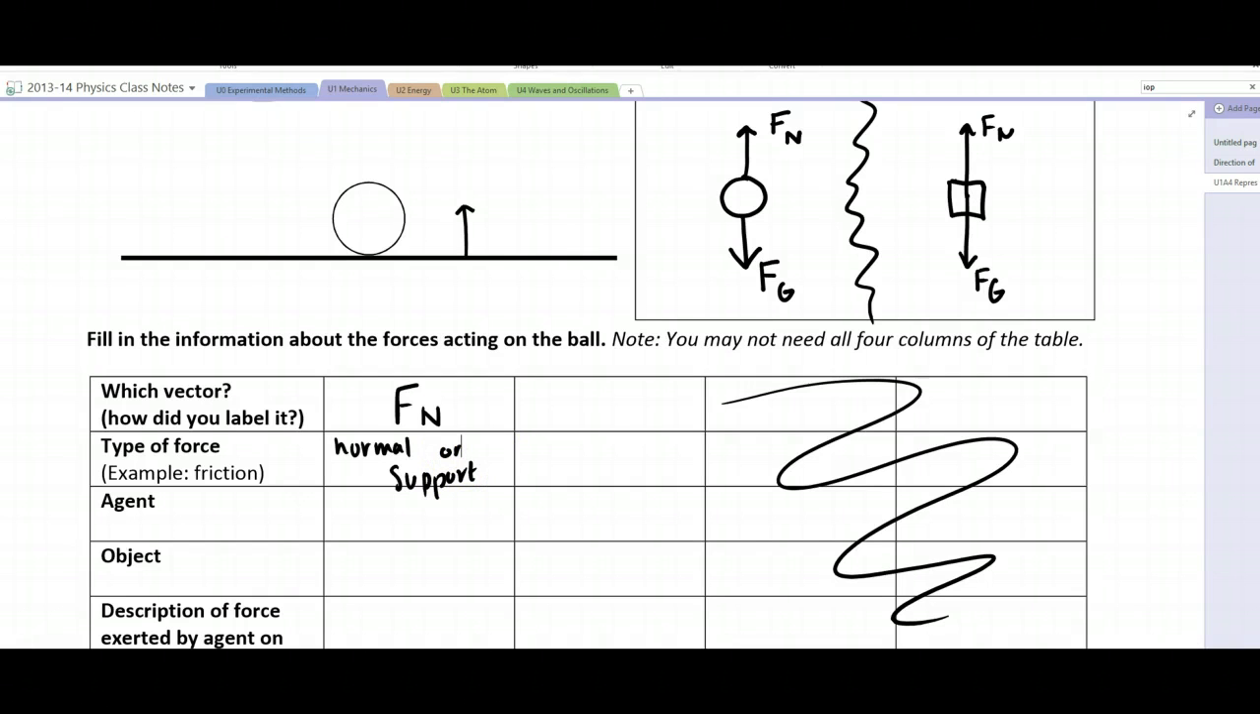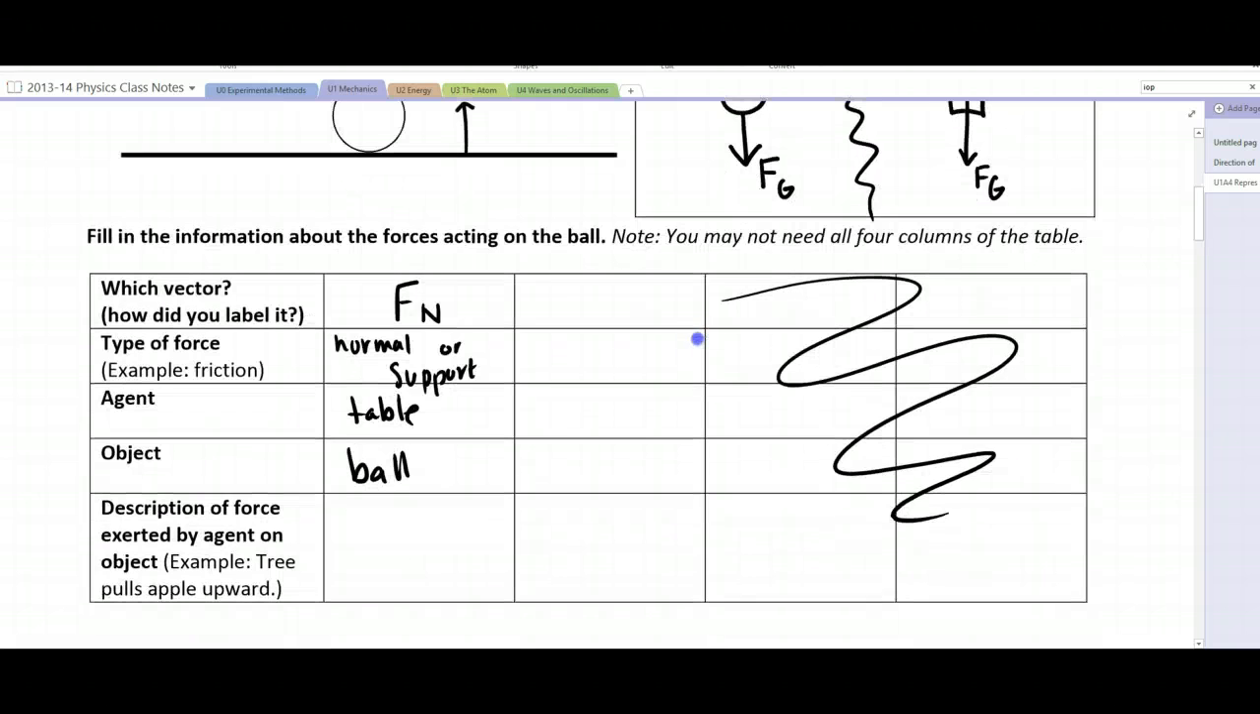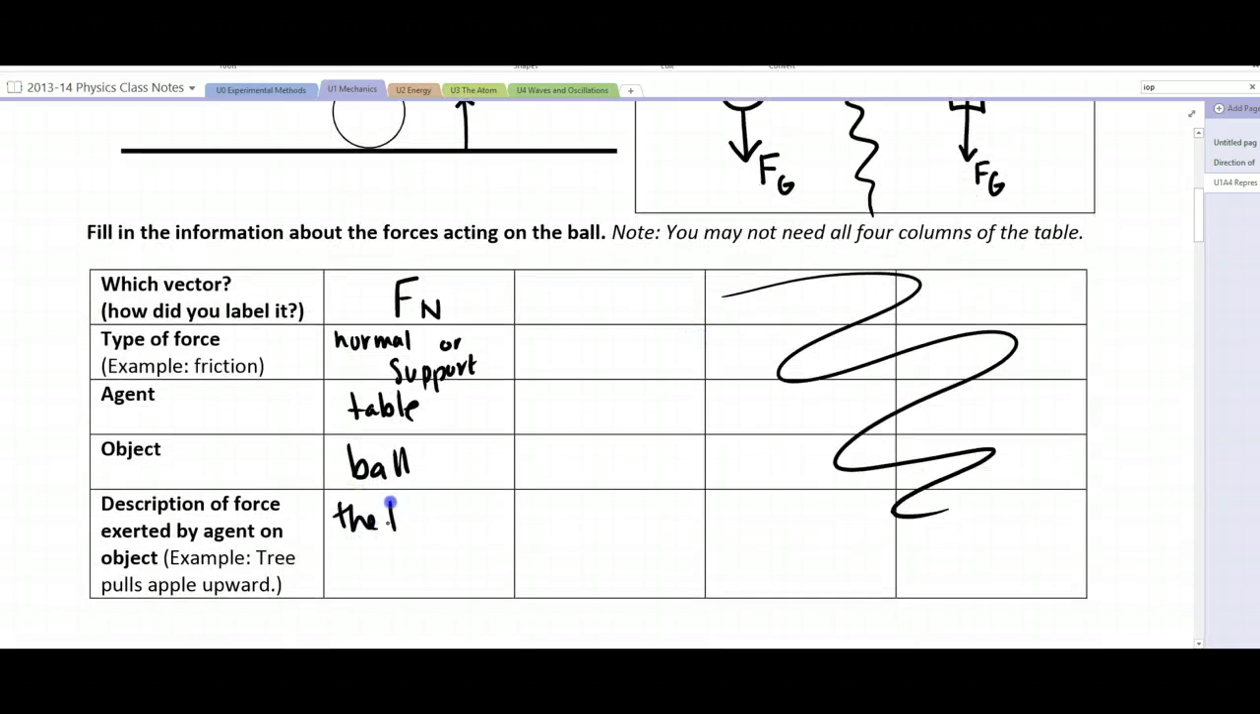Okay, so my battery's dying, and I'm going to have to do this really quickly. But the normal force, I write normal or support. The agent of that force, if you remember from the POGL, is, in this case, the table. It puts the force. The object feeling it is the ball. And the description would be the table supports the ball.